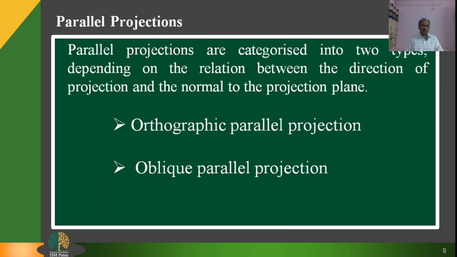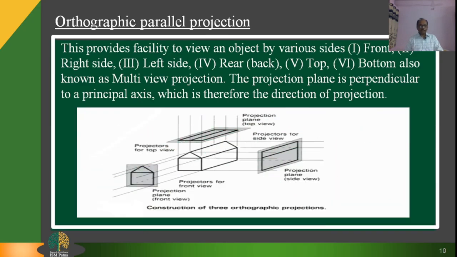So, now we come to the parallel projection. Parallel projections are categorized into two types, depending on the relation between the direction of projection and the normal to the projection plane. One is orthographic parallel projection and another one is oblique parallel projection. Let us see orthographic parallel projection.